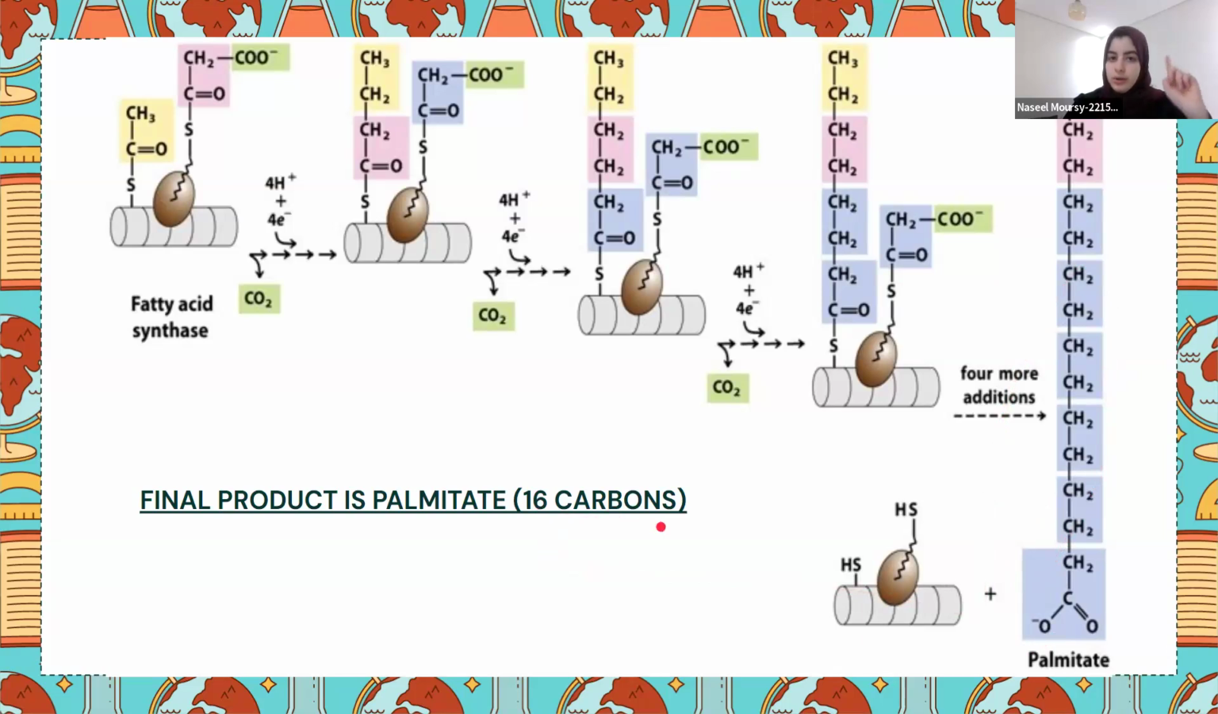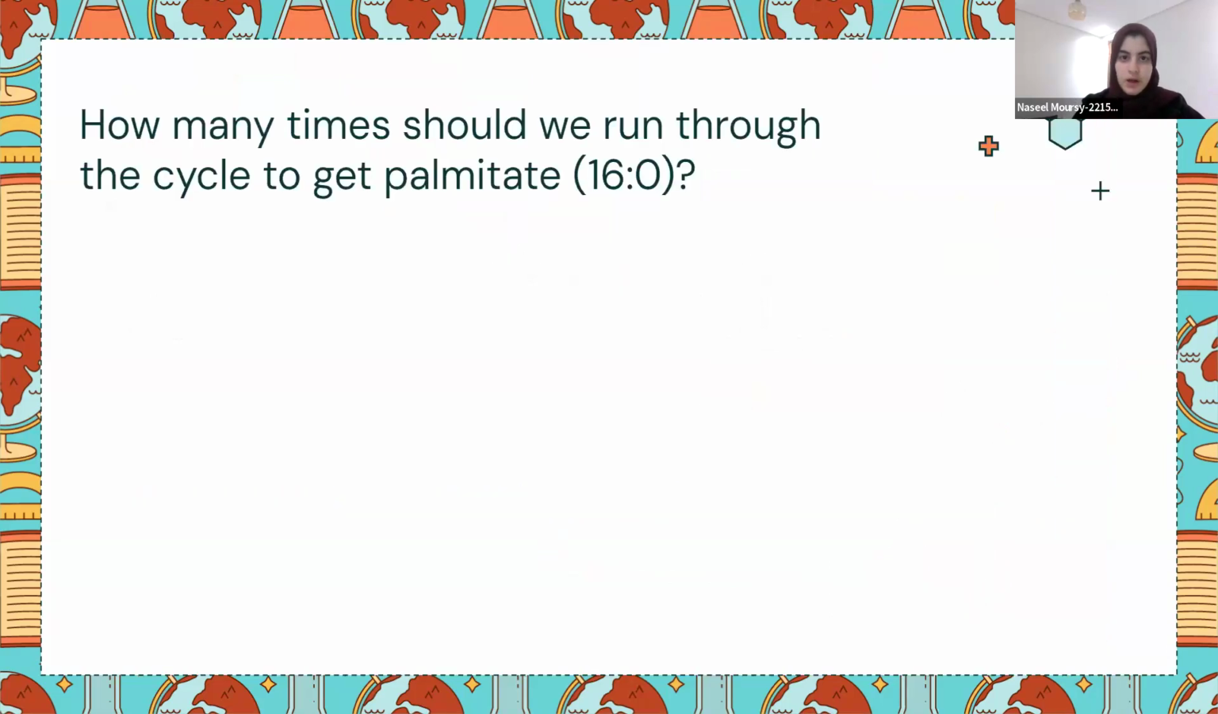Now, an important concept is how many times do I have to go through this cycle, okay, to reach palmitate, okay? So, does anyone have any guesses? Palmitate is 16, and we keep on adding 2 carbons at once. So how many rounds do I need to get palmitate?